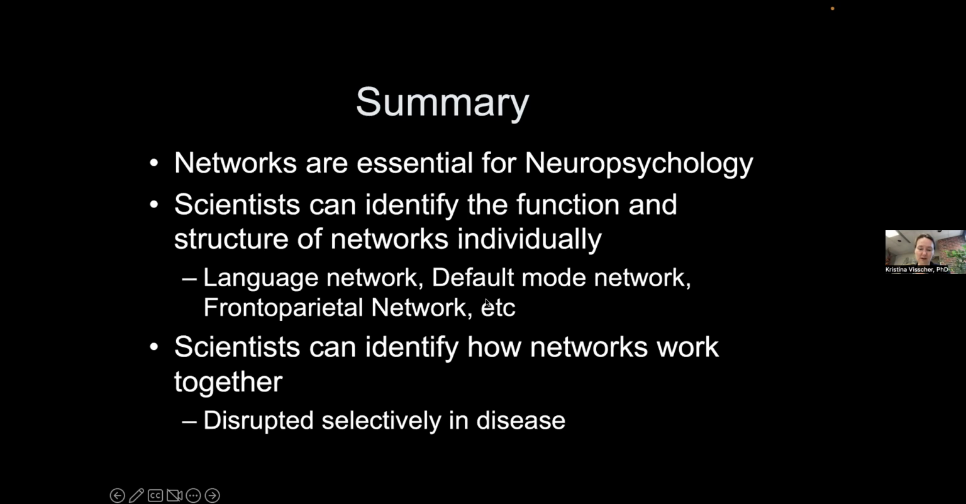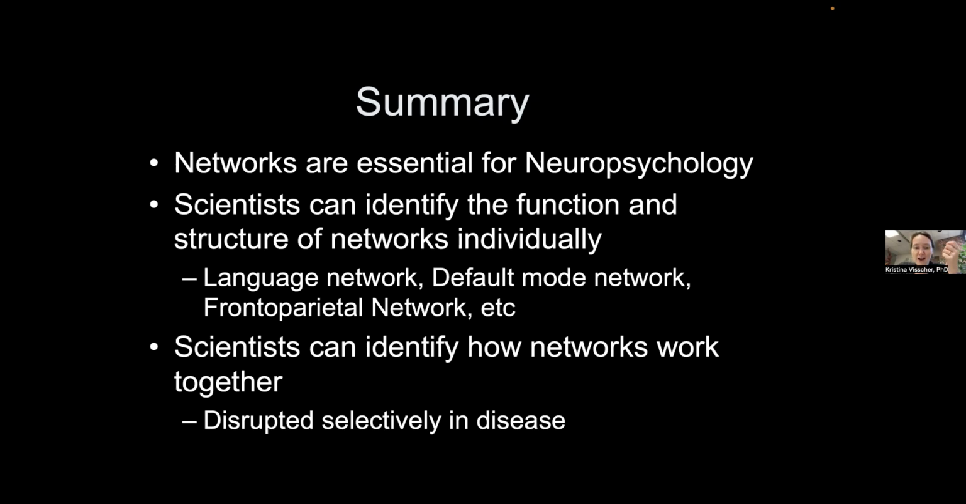So in summary, I've told you that networks are essential for neuropsychology. Scientists can identify the function and structure of networks individually. We've talked about the language network. You guys have studied tons of different kinds of networks. We've got the default mode network, the frontoparietal network, the vision network, the motor network. We understand a lot about the function and structure of those networks.